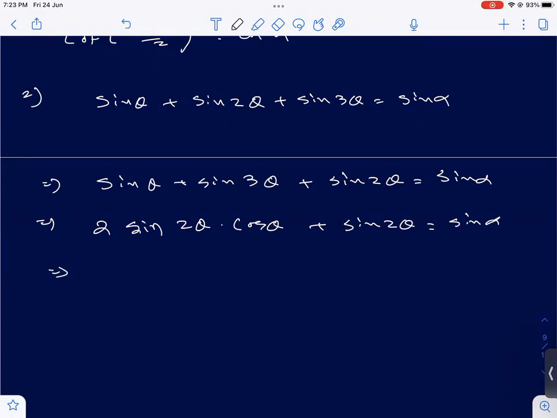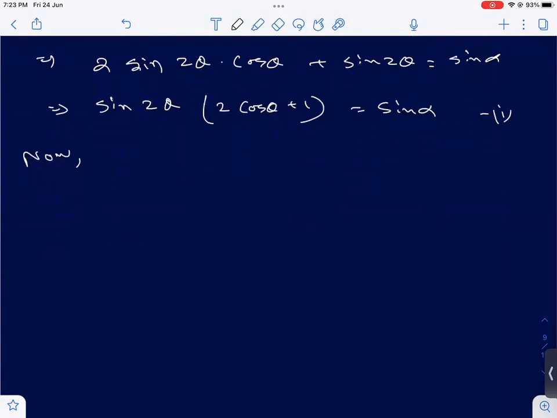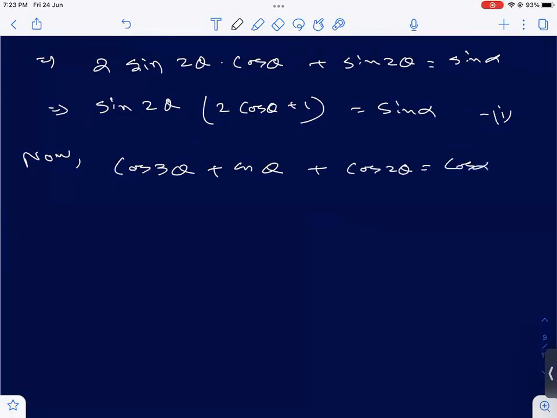So if I take sin 2 theta common, because we have taken this so that one term should be common, that is why it has been taken. So sin 2 theta into (2 cos theta plus 1) equal to sin alpha. Okay, number 1. And for the second part, similarly, let us rearrange and write cos 3 theta plus cos theta, exactly the same type, plus cos 2 theta equal to cos alpha.